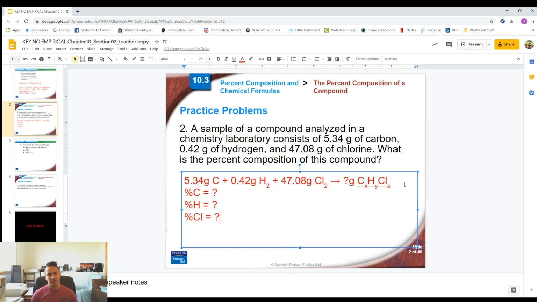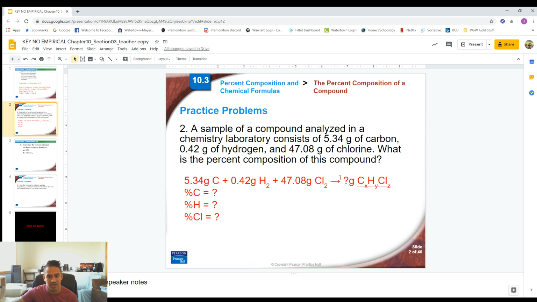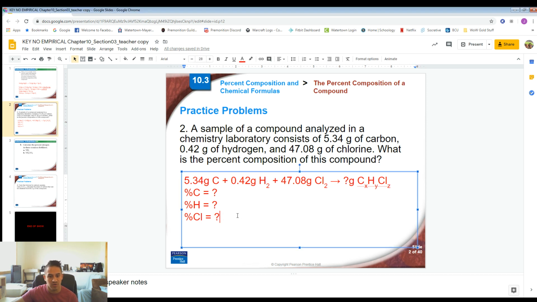Now for this one, it's sort of like the first problem that we just did. Only in the first problem, they told us how much of the material we had to start with. In this problem, they're not telling us how much we have of the total thing. They're telling us all the individual parts. So first thing is we need to get a total mass. And we can do that just by adding together all of the masses that they're telling us.